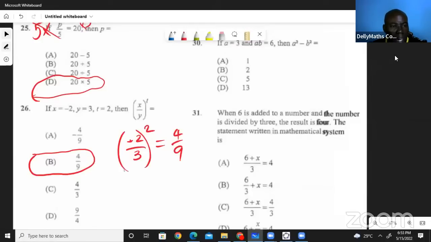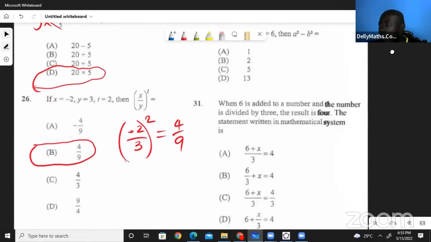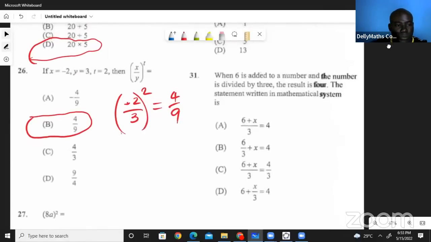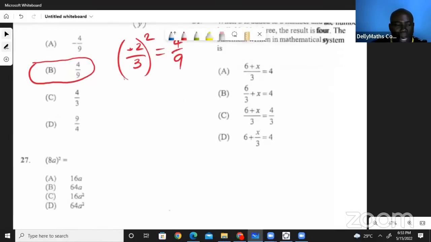D. Remember, x is on top. X is on top. Remember the x is on top. Look at that. X is on top. So the answer is B. Be careful. Number 27. Let's go for the algebra.